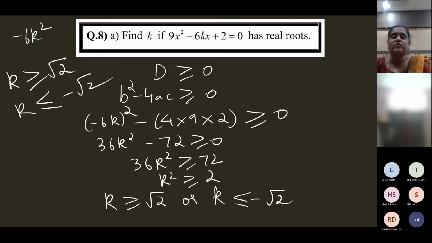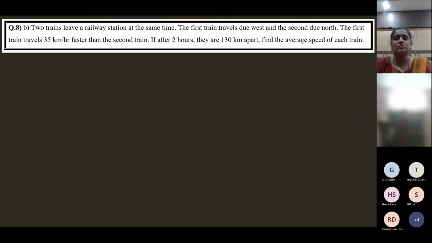Yes, ma'am. So be careful with the condition for equal roots. Equal means real and equal. Unequal means real and unequal. Coincident means equal. Distinct means unequal. Real roots means both. Both equal and unequal are real roots. So D greater than or equal to zero.